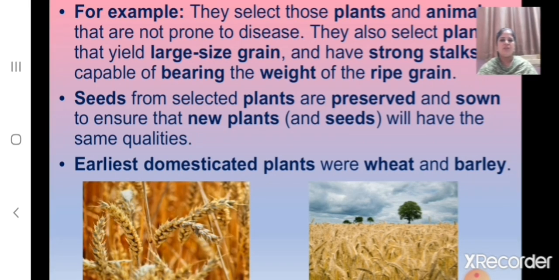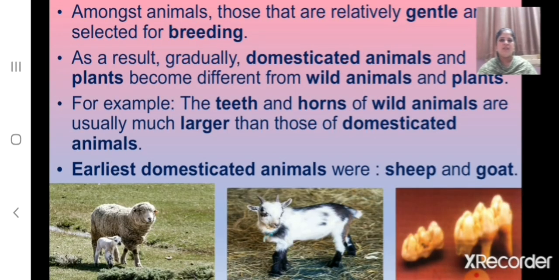Children, which were the earliest domesticated plants? The earliest domesticated plants were wheat and barley. Amongst animals, those that are relatively gentle were selected for breeding. Children, which animals were considered gentle? Sheep, goats, cattle and pigs were considered relatively gentle, so these animals were selected for breeding. As a result, gradually domesticated animals and plants became different from wild animals and plants.